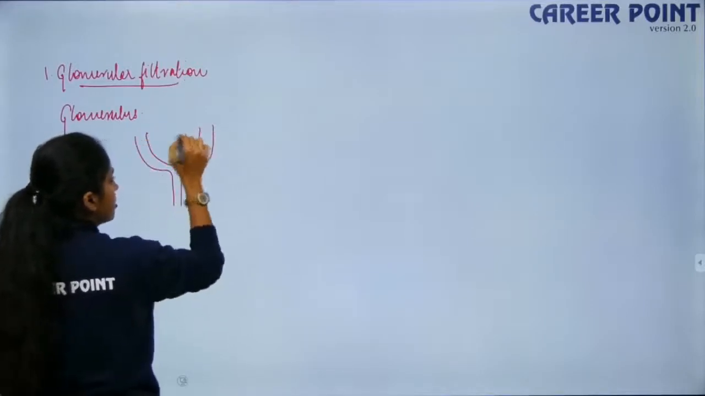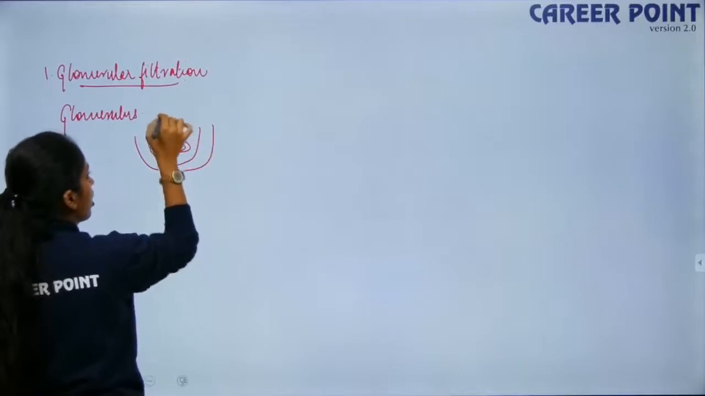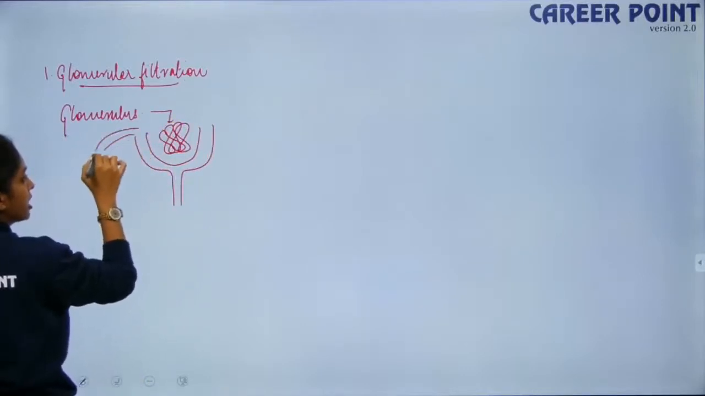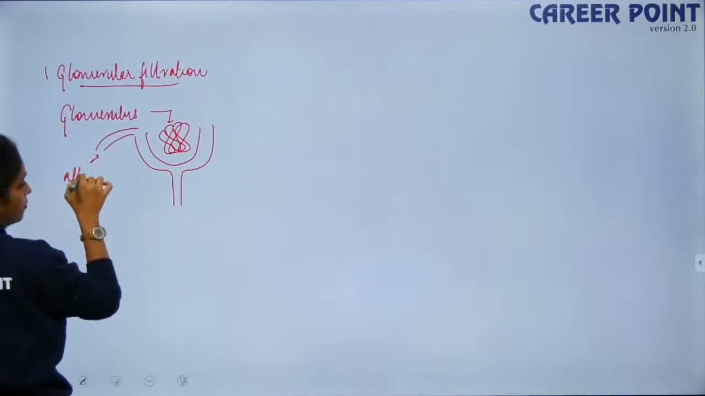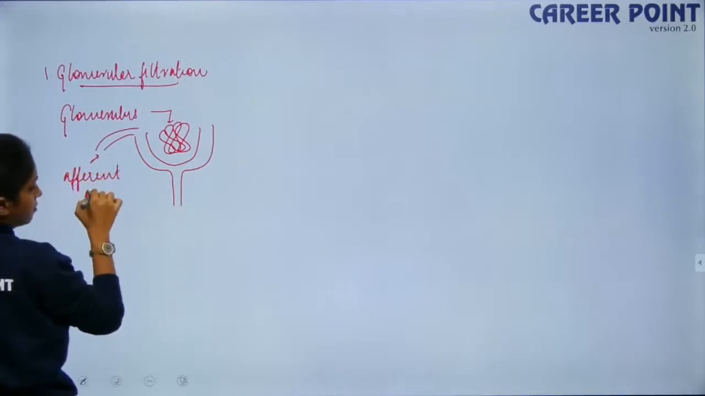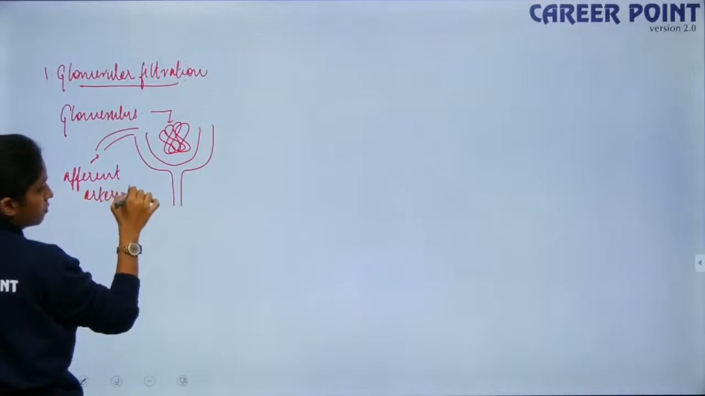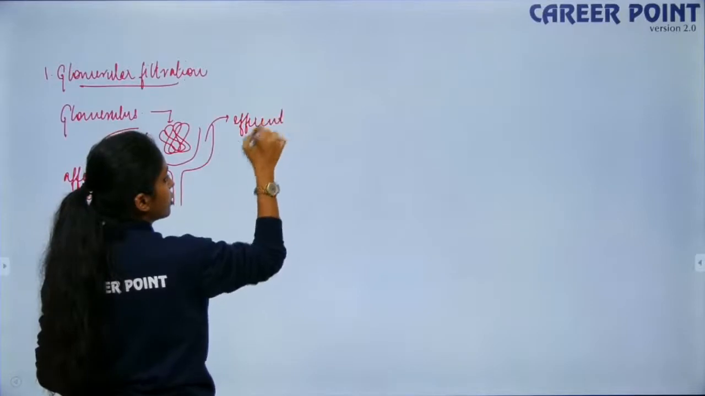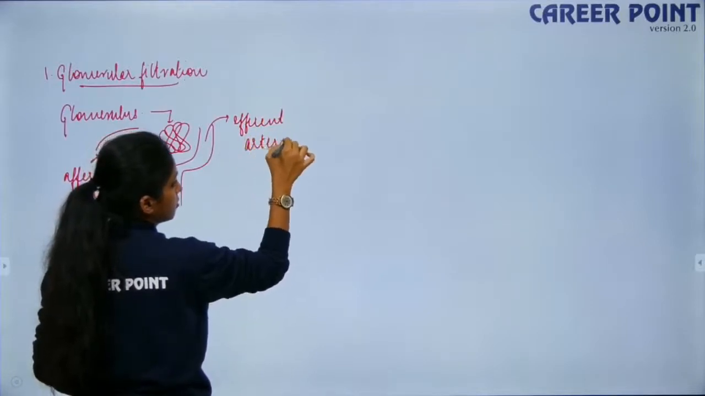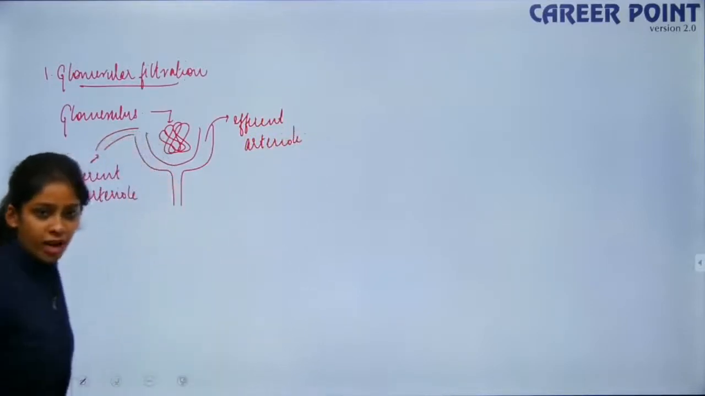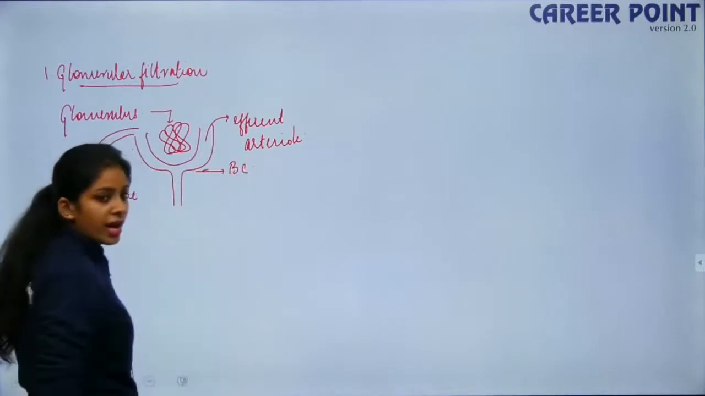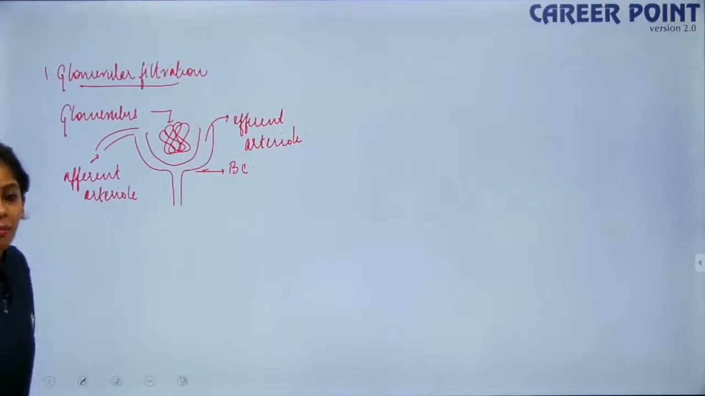You have this structure, right? This is your glomerulus. Here you have a capillary. This is your afferent arteriole. Here you have another one, and this is your efferent arteriole. Fine. This is your Bowman's capsule, which we know, right? Together it is known as the Malpighian tubule or the renal corpuscle.